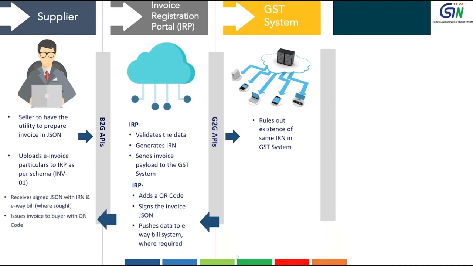Now the supplier receives signed JSON with IRN and e-way bill wherever it is sought. The supplier issues the invoice to the buyer by indicating the QR code on the invoice copy.